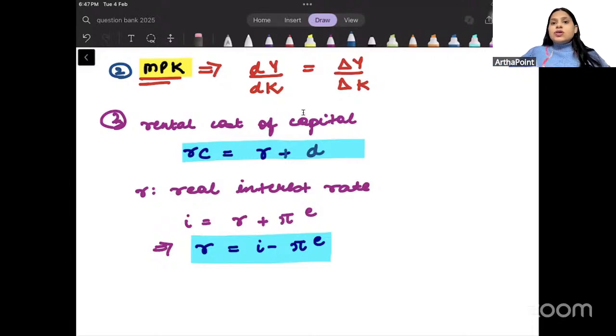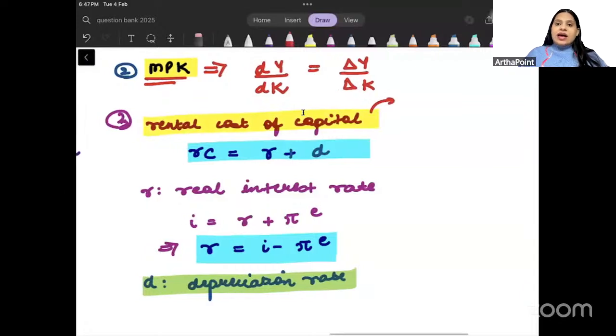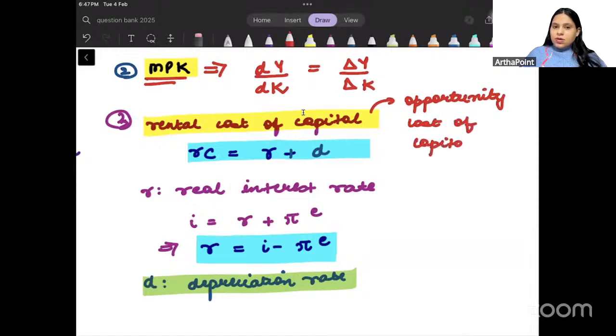Another thing which you have to understand. So what is D? First of all, D is the depreciation rate. Rental cost of capital को बहुत सारे books they also write as the opportunity cost of capital. Right? Why opportunity cost? क्योंकि हम दो, we have two options, right?